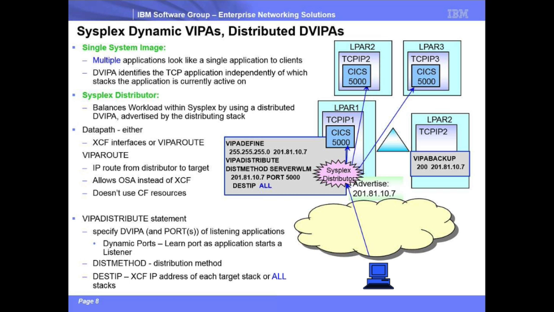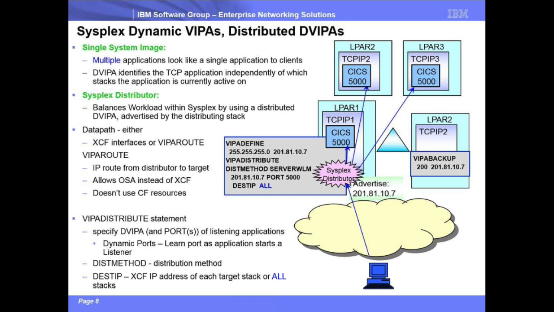Going back now to stack-managed DVIPAs, an important type of DVIPA is a distributed DVIPA. A distributed DVIPA allows multiple applications to be active at the same time on different TCP/IP stacks. This allows the different applications to all share the workload and be more efficient. The multiple applications all look like a single application to a client, since the client reaches any one of these applications by just using the distributed DVIPA.